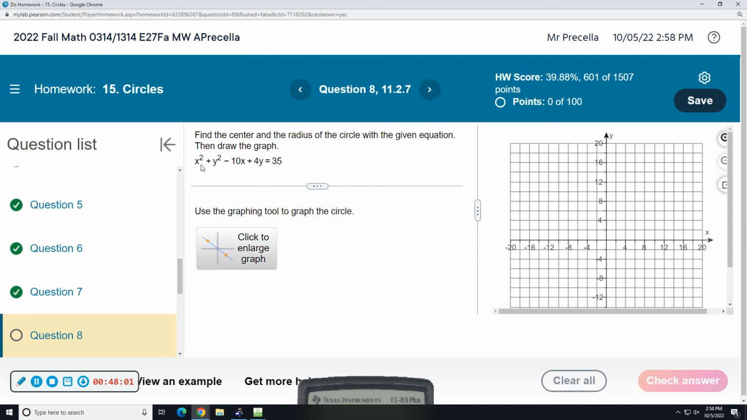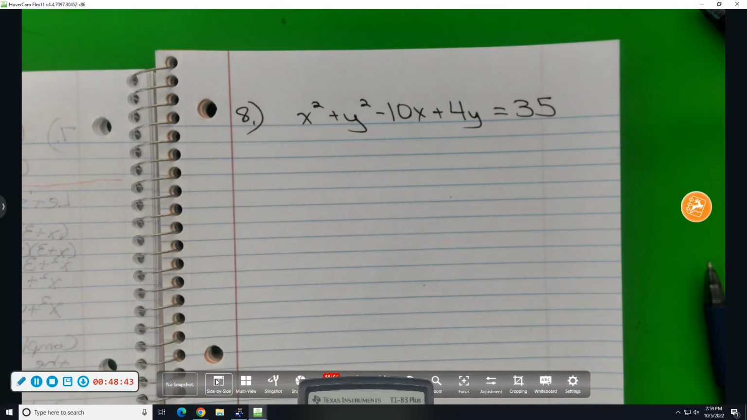But it's not anywhere nearly as easy as the one before that because this is not in center radius form. It is in expanded form. Let's write the problem down and make sure we don't miscopy, because if we do, that'll throw us off a lot. X squared plus y squared minus 10x plus 4y is equal to 35.